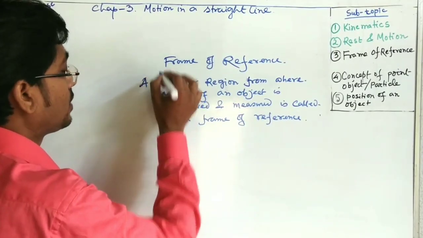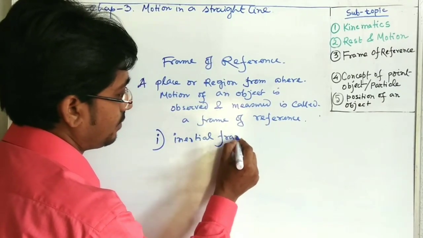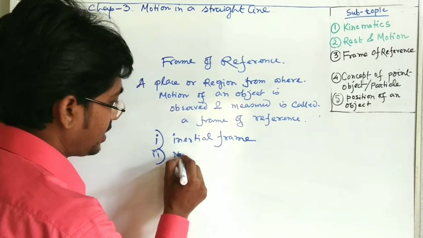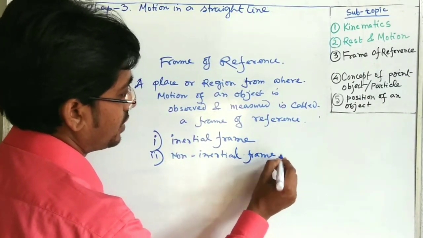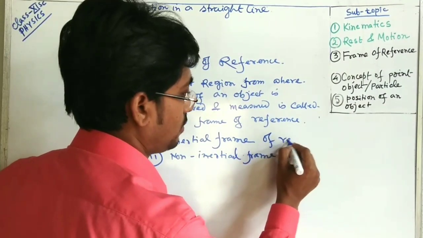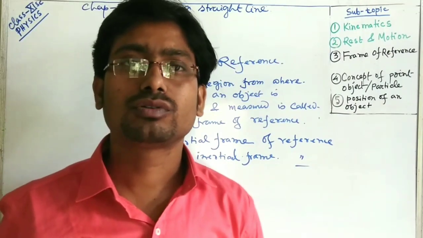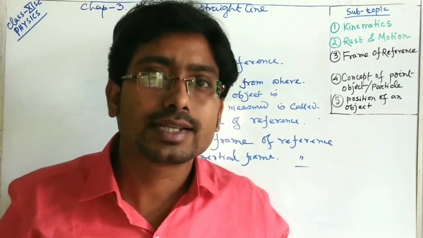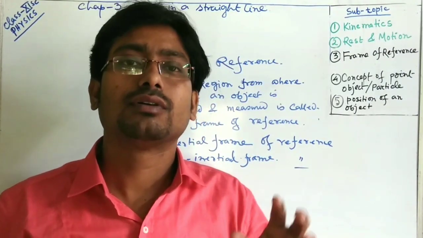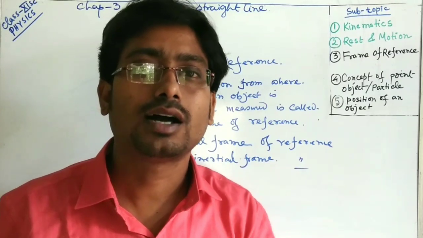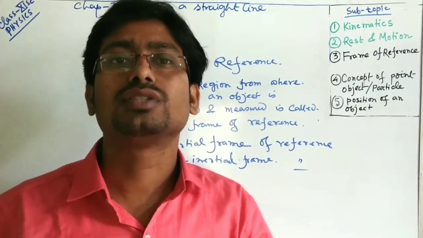A frame of reference can be of two types: number one, the inertial frame, and number two, the non-inertial frame of reference. Actually, when we talk about whether a body is moving or at rest on the earth, we have always taken the earth, the ground, as the frame of reference in which we consider the body's state of motion.